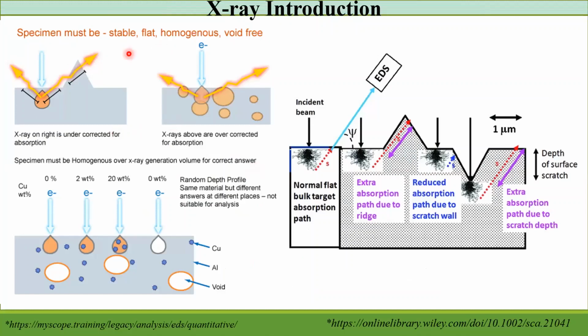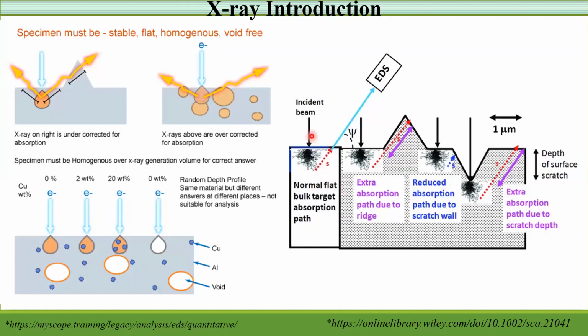The specimen must be stable, flat, homogeneous, and void-free, because the X-ray coming from this region is different from the X-ray coming from this region, since it may possibly get absorbed here. So there is a possibility for region-wise differentiation. Also, if you have some precipitates here and there within the window of analysis, then again it shows different results. Different elements will be added later with respect to the regions.